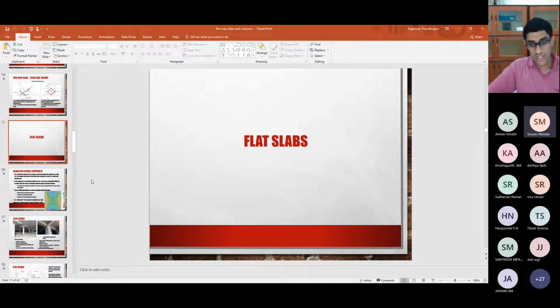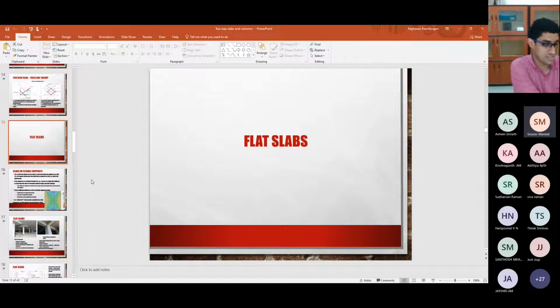Okay, so today what I want to cover is mainly flat slabs and staircases. For both of these I'll be telling you the theory and concepts, what are the things that you consider in the design of flat slabs and staircases. But I will not be solving any problems in this. This will actually form your assignment.